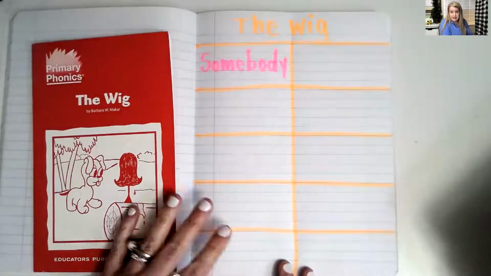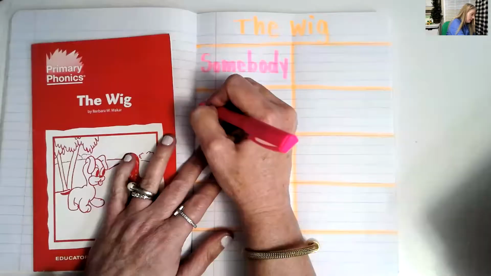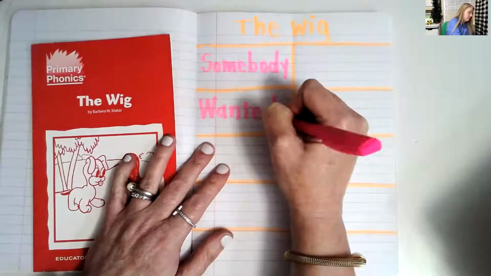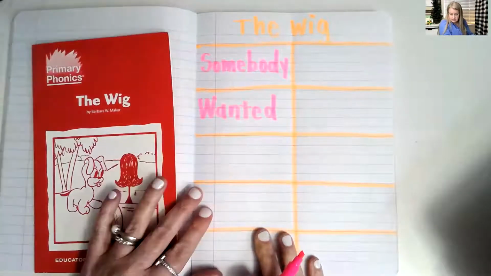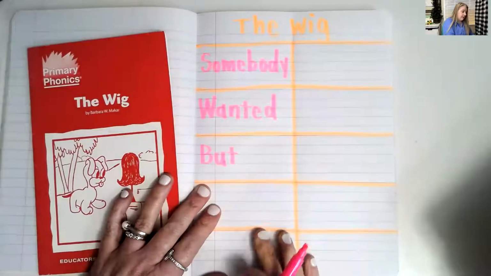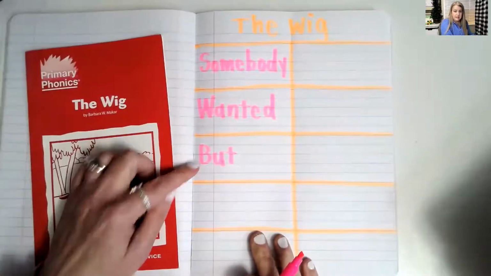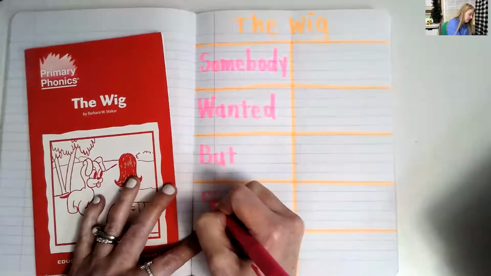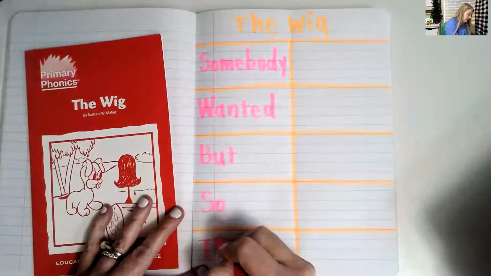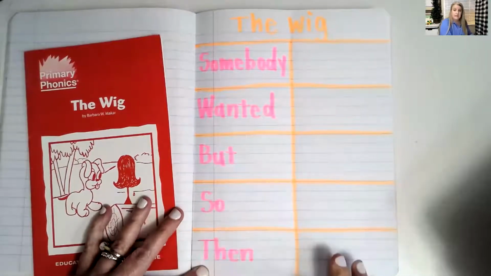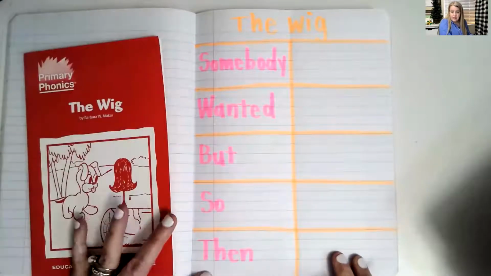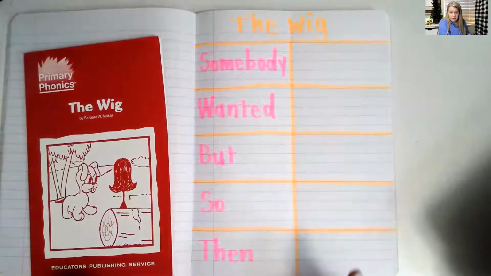So we have the somebody. In the next box, I want you to write wanted, WANTED. So this is where the goal comes in. But, BUT. So we have somebody wanted, but. So, SO, then, THEN. So this is the one sentence summary frame. Somebody wanted, but so then. Okay, so it's a graphic organizer.